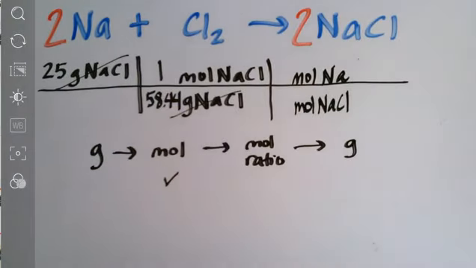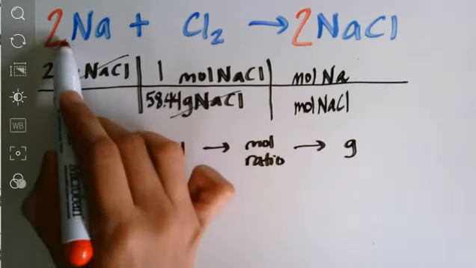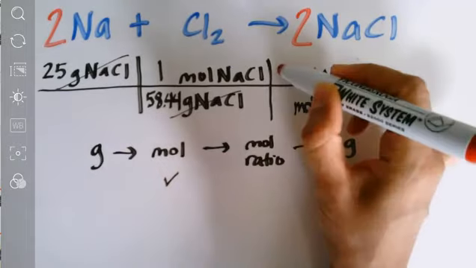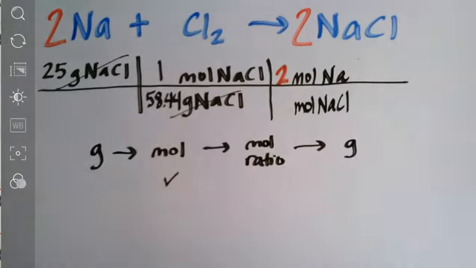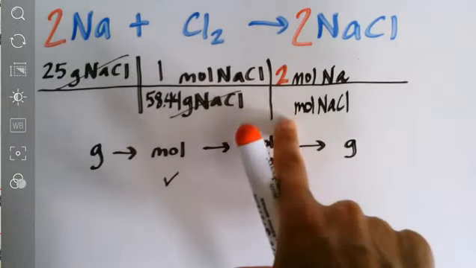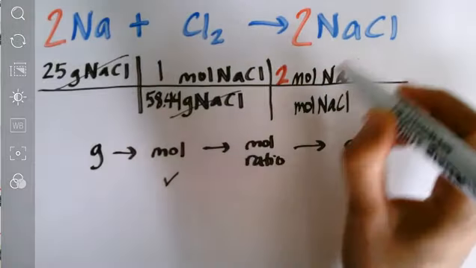All right, now for the mole ratio, remember to use the coefficients from the balanced equation. So we're given 2 moles of sodium here, so I'm going to put a 2 in this spot. And then also at the bottom, we're given a 2 in front of the sodium chloride.